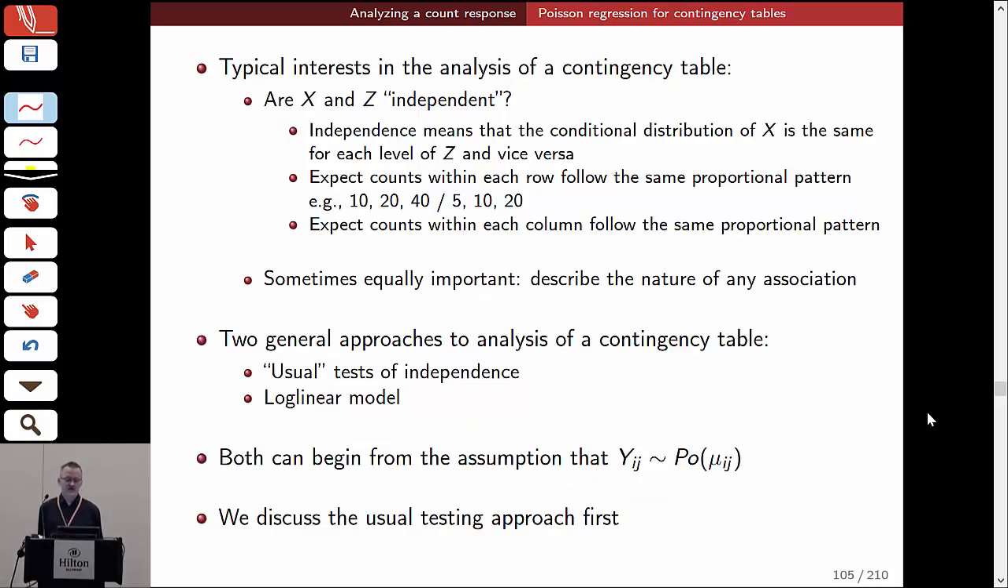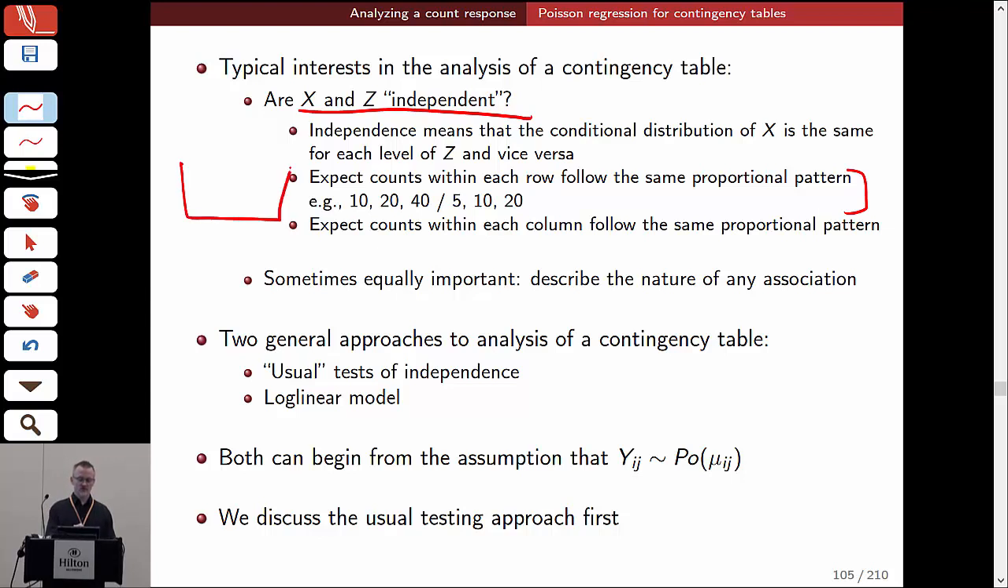So the typical interests of a contingency table are twofold. First of all, we often want to find out whether the 2 explanatory variables are independent of each other. What does independent mean? Independent is a funny word. It has a technical definition which says that the conditional distribution of one of the variables is the same for each level of the other variable and vice versa. And while that's a fine definition, it's sometimes hard to picture in practice. It's a lot easier to think about it in this context, and that is to say that you expect that the counts that you get are going to follow in the same proportions across each row or down each column.